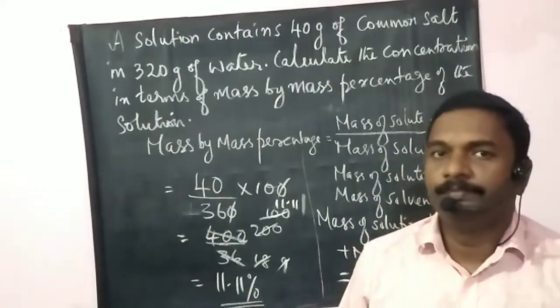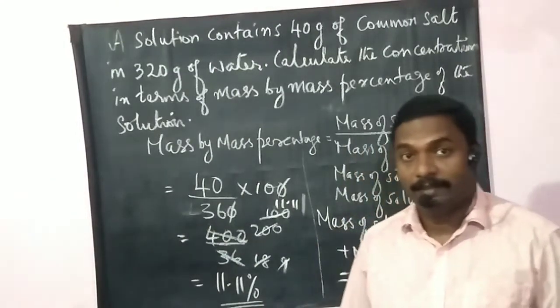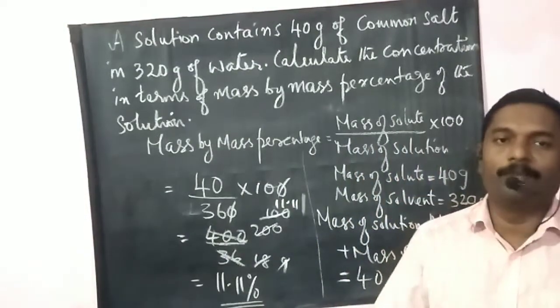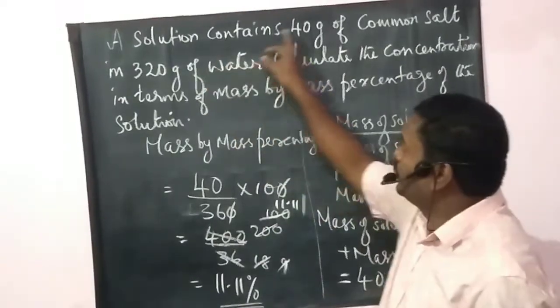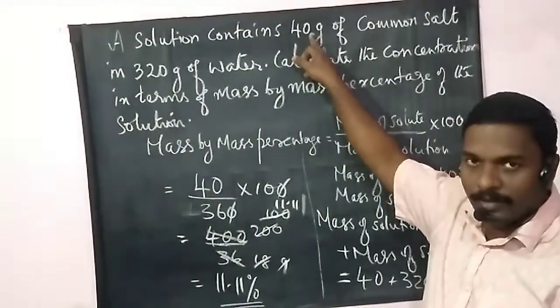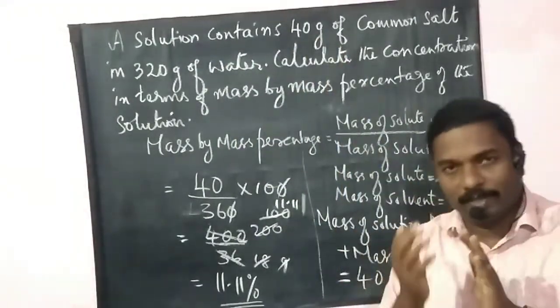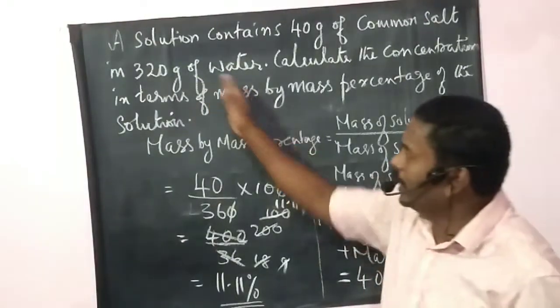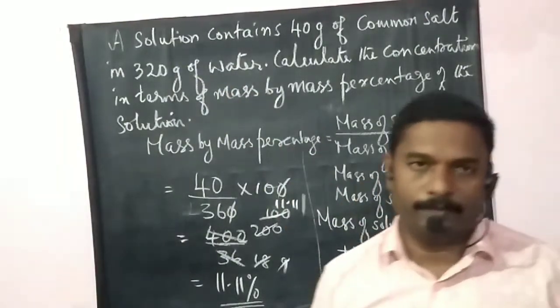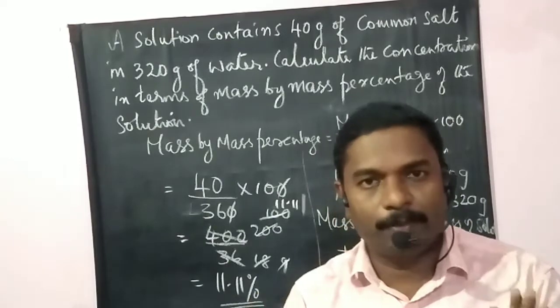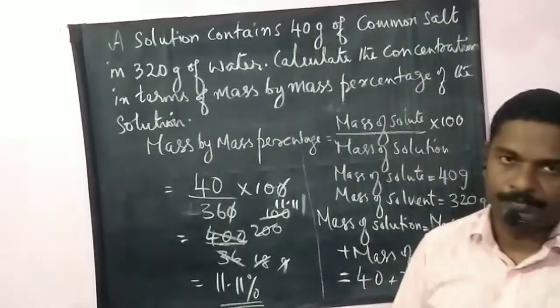Do you get me? Any difficulties? Okay, let us solve once again. 40 gram of a salt is dissolved in 320 gram of water to make a solution. Then calculate its mass by mass percentage.